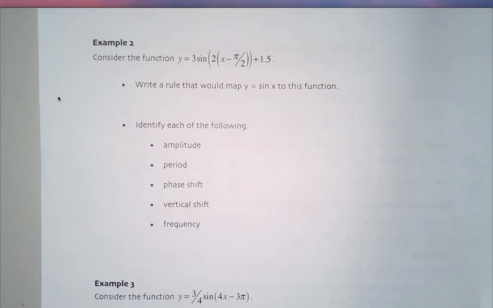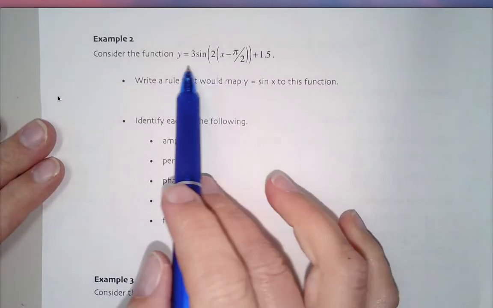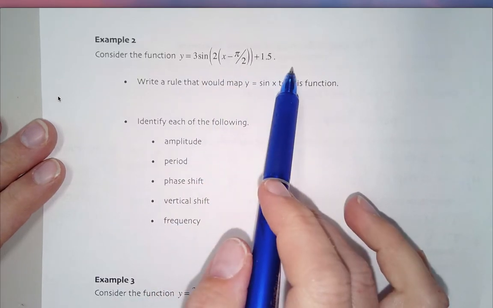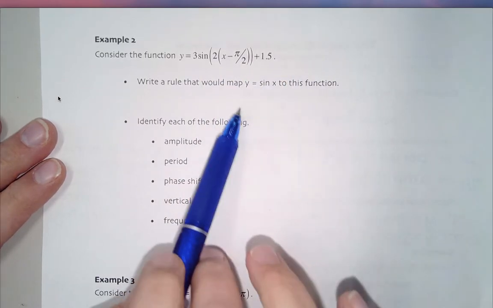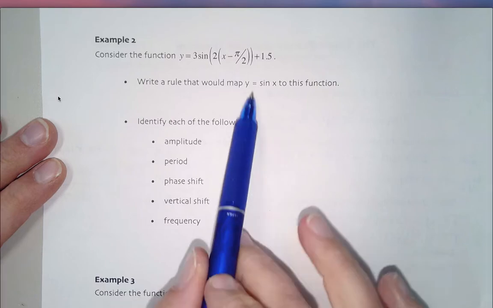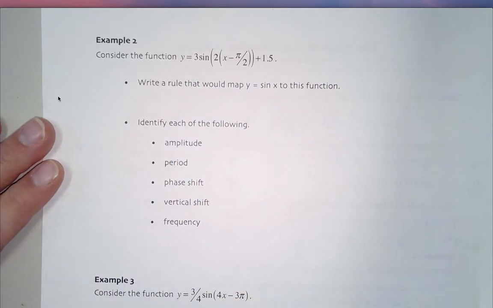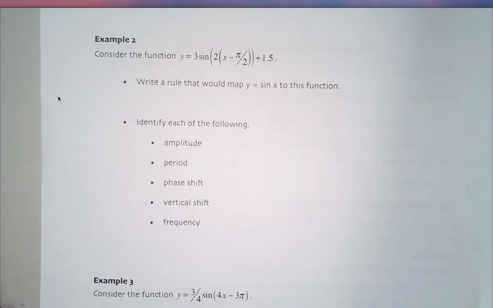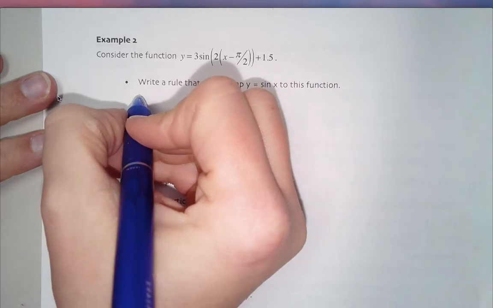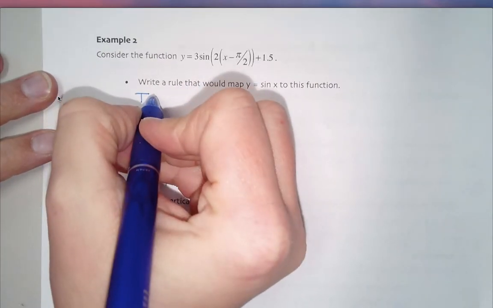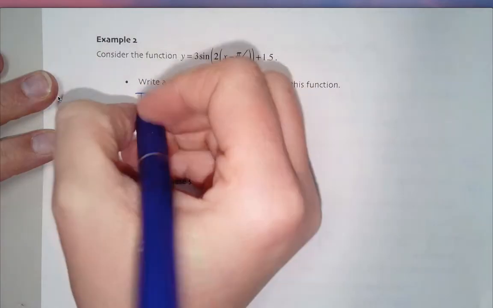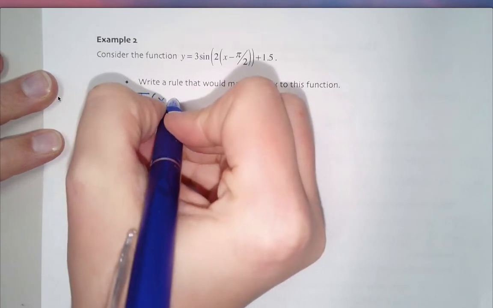When I look at this example 2, we've got this big messy equation with all kinds of numbers thrown into it. It says write a rule that would map the original parent function to this function. When it says write a rule, that's a little misleading. It should really say write rules, because there's two different rules we can write. First up would be our translation rule, and that's what's happening to x and y as far as plus and minus goes.